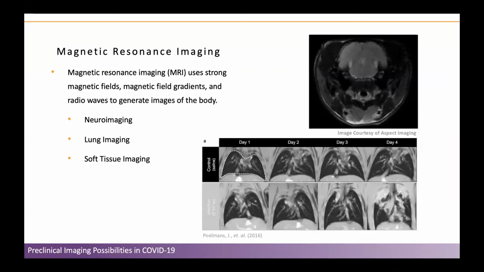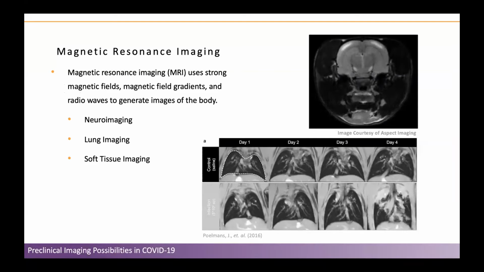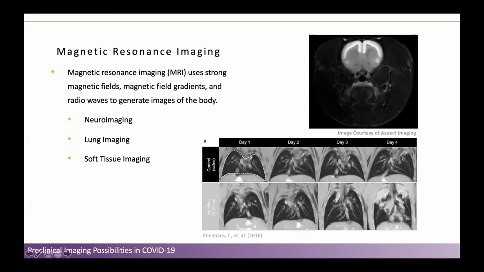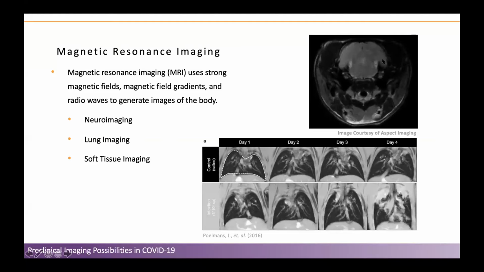Now, MRI is my background, so I'm definitely a little bit partial to this, but there are various ways you can introduce MRI into your COVID research. Now, the most obvious and one we commonly go to is neuroimaging. You can see here, this is an excellent example of this. It's just going to slowly traverse through the brain of a rat here.